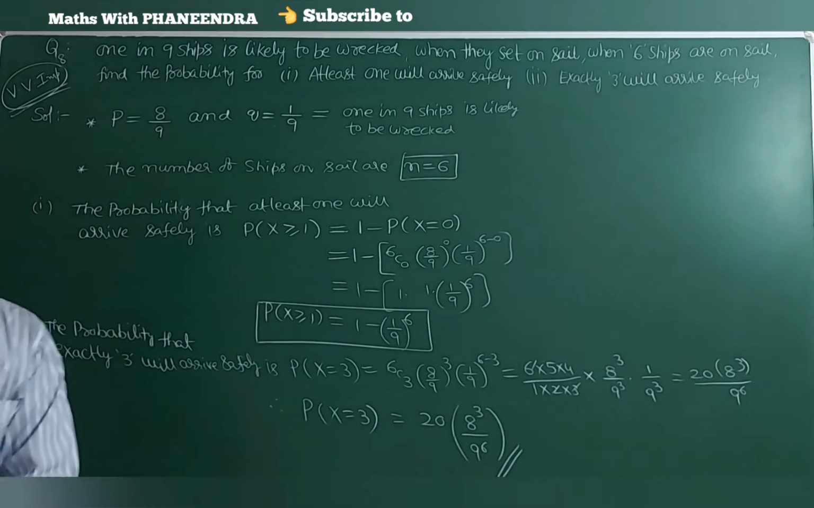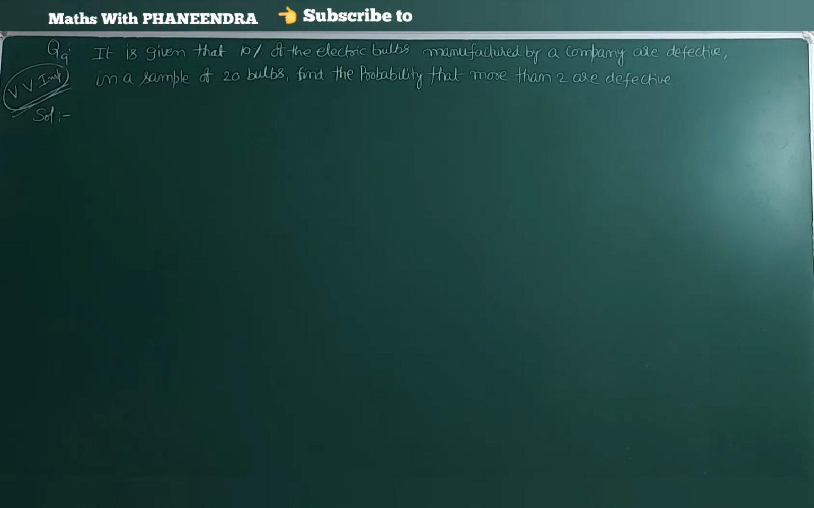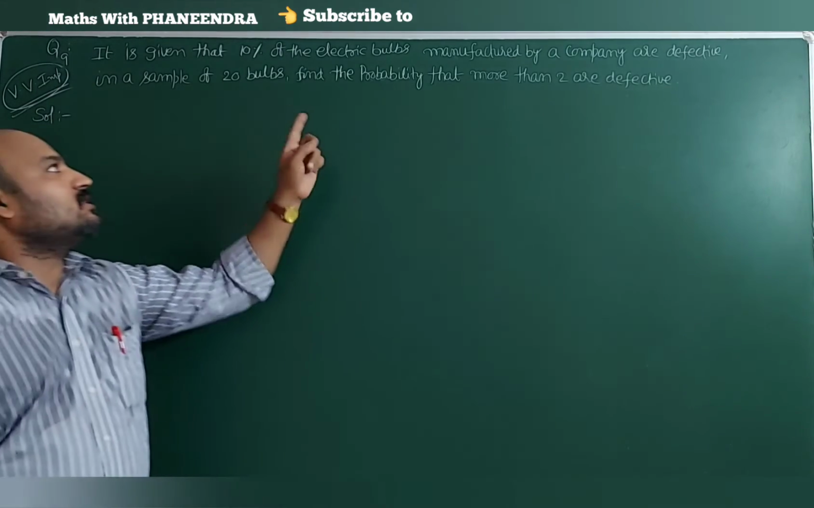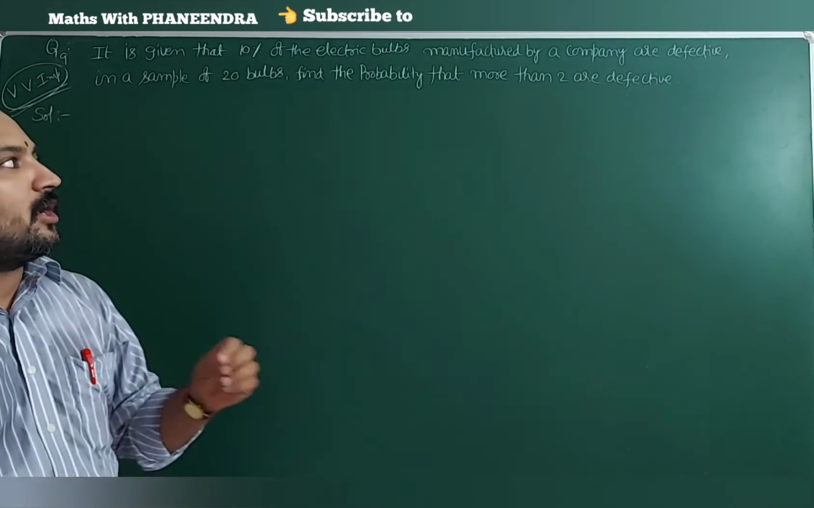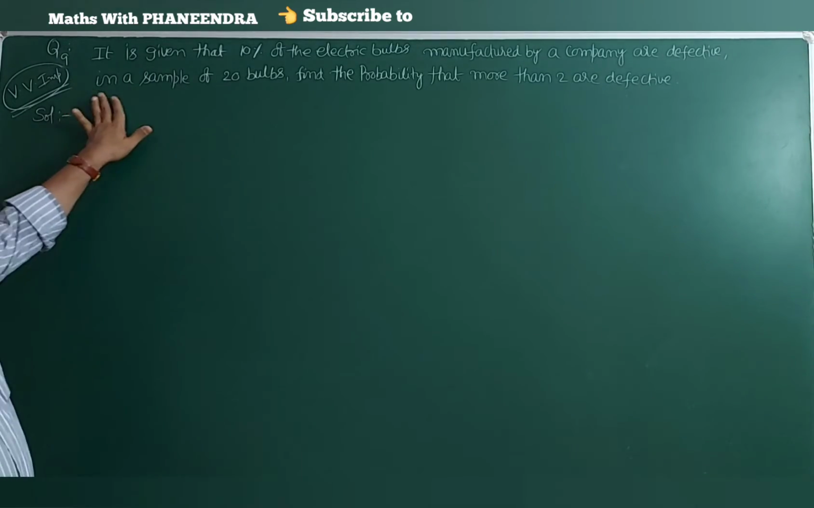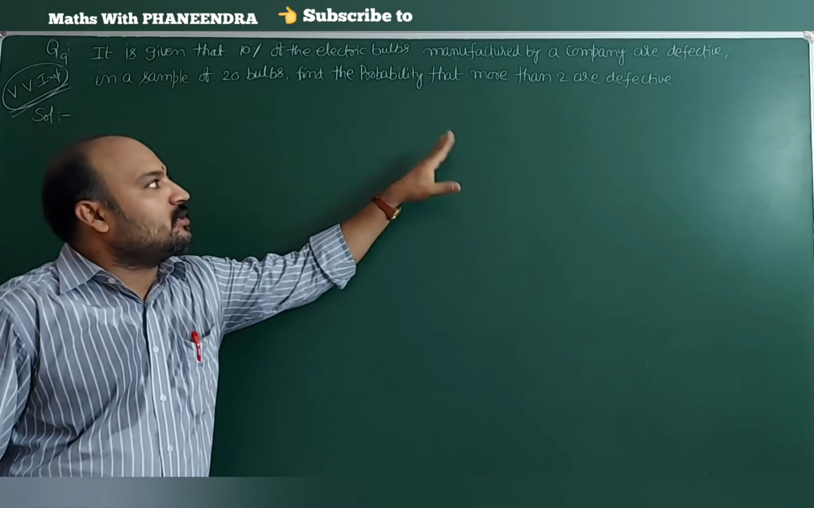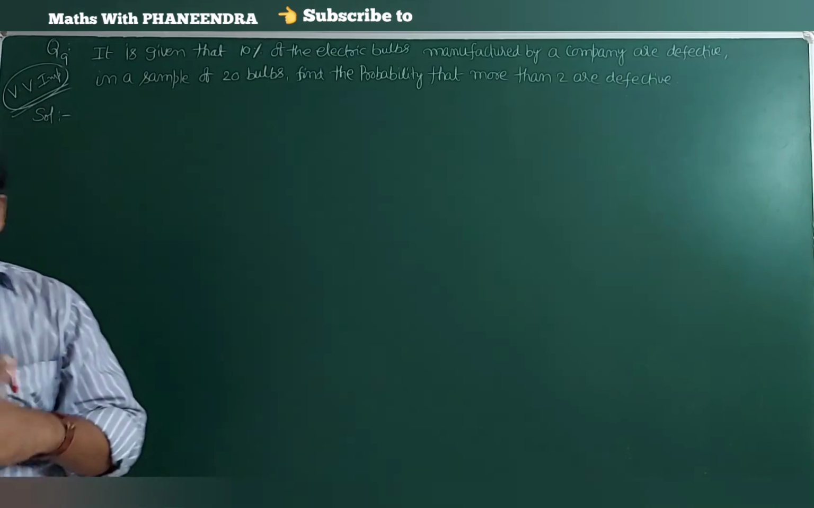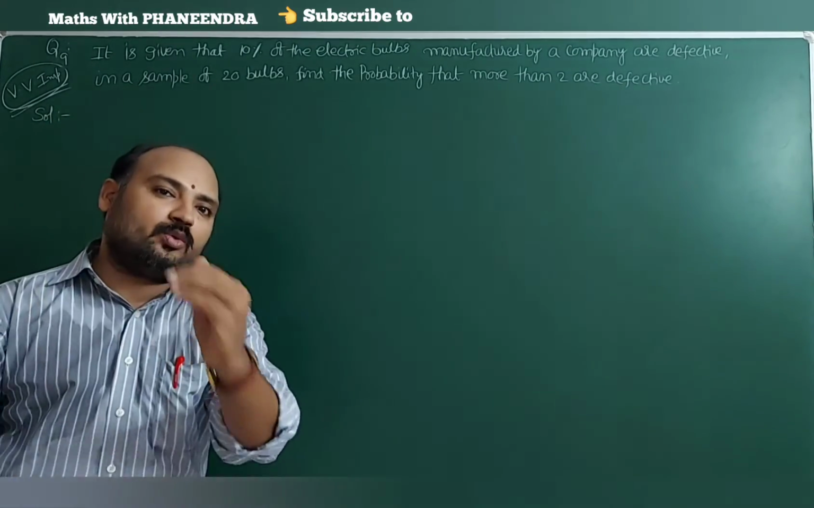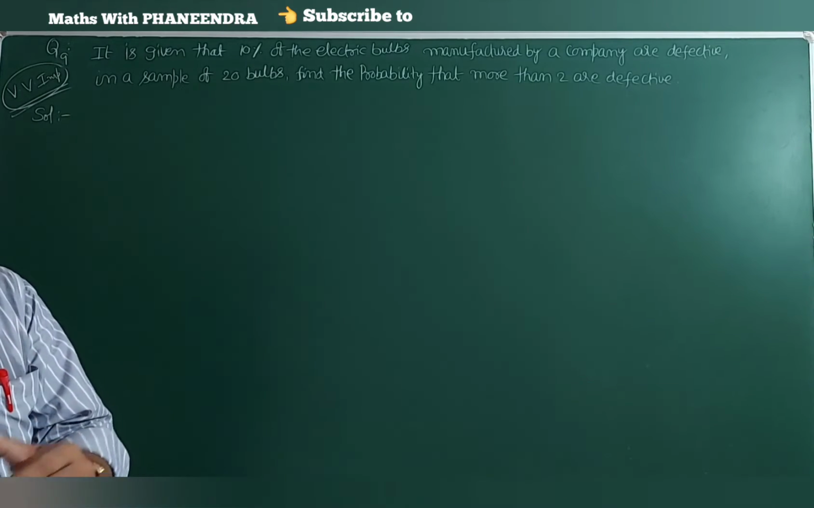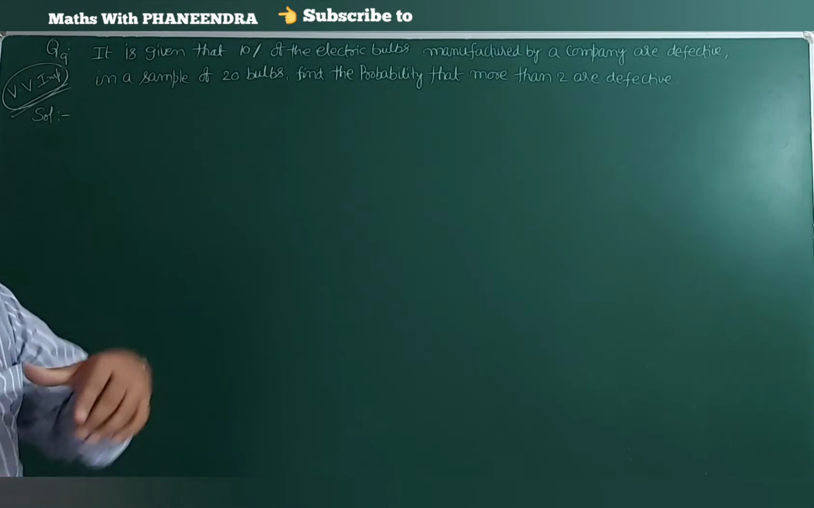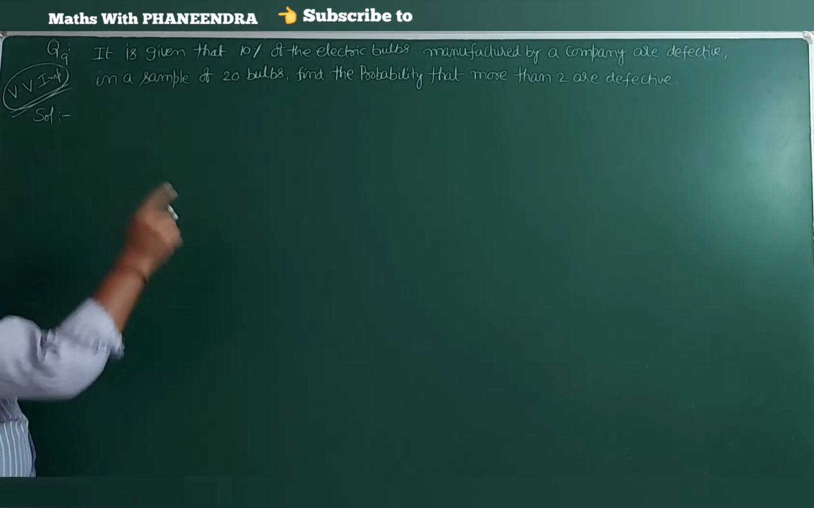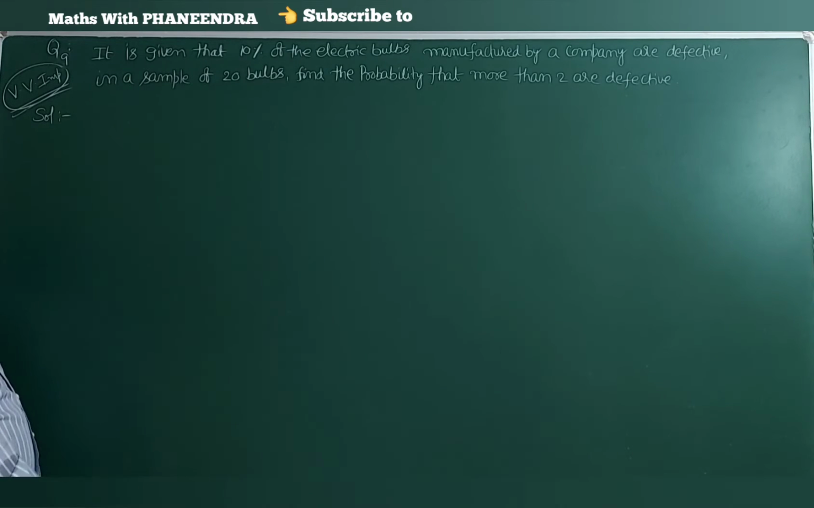We'll move on to the next question. It is given that 10% of the electric bulbs manufactured by a company are defective. In a sample of 20 bulbs, find the probability that more than 2 are defective. Here the case is more than 2 are defective. So that means probability of X is greater than 2 you have to calculate. So before going to do that, we need to calculate P value, Q value, and n is already given here. n is equal to 20. So the number of sample is 20 bulbs. It is given that 10% of electric bulbs are defective.